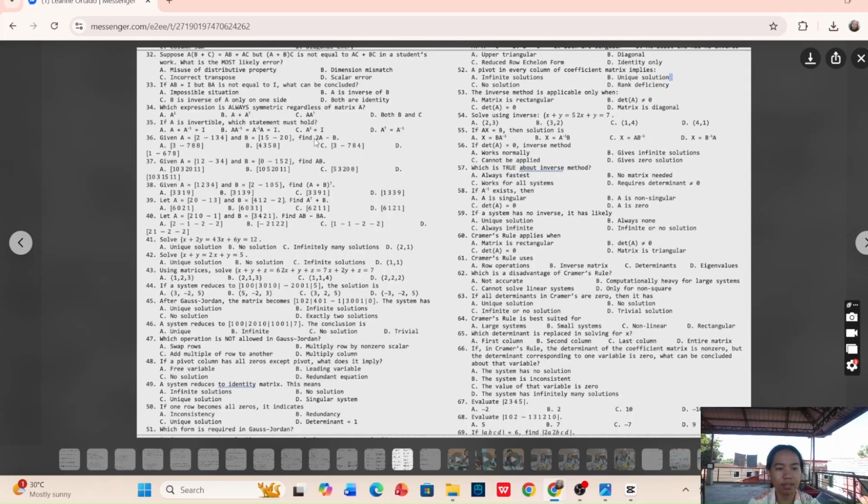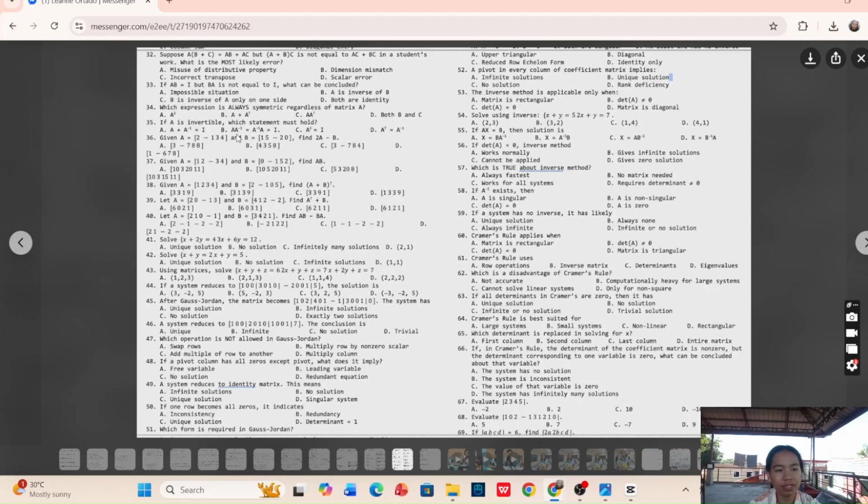So applying the distributive property, the correct answer for number 36 is letter B. Number 37 question. Given A equals 12, minus 34, and B equals 0, minus 152. Find AB. The correct answer for number 37 is letter C. It's because proper matrix multiplication results in the answer from letter C.